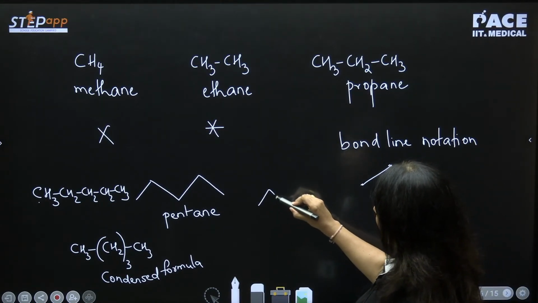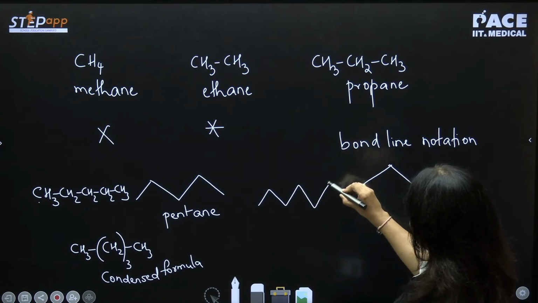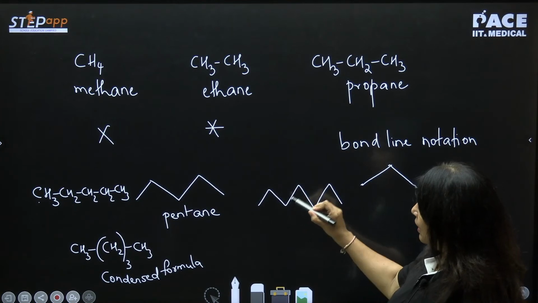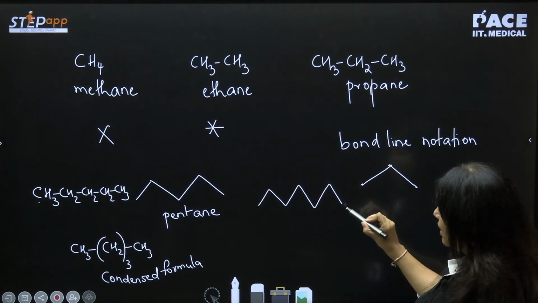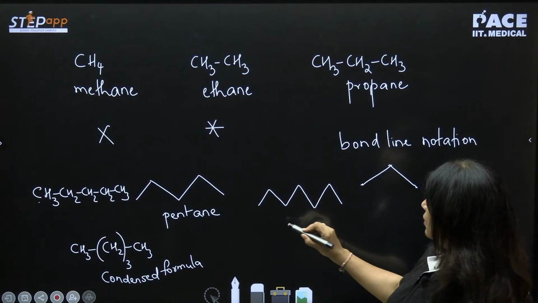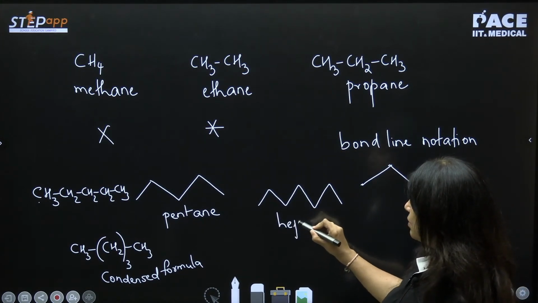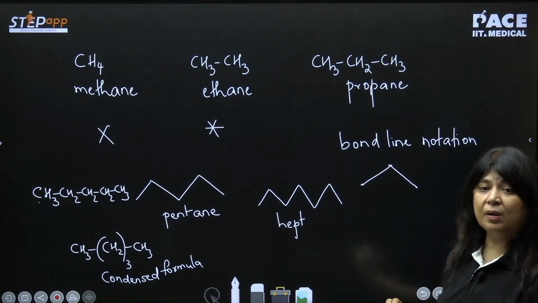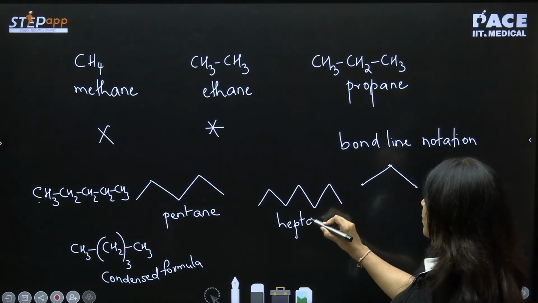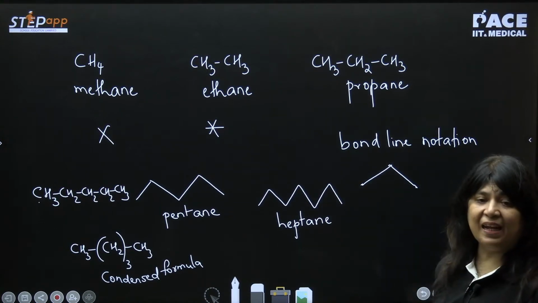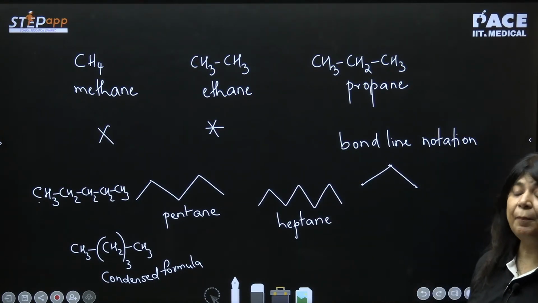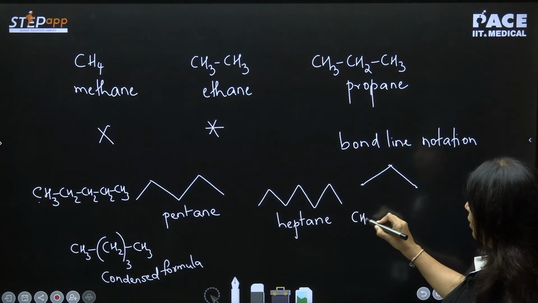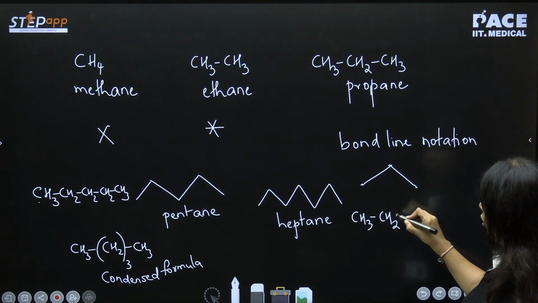Similarly, I can write one, two, three, 4, 5, 6, 7. 7 carbon atoms. So root word is going to be hept. It is saturated, no carbon-carbon double or triple bonds. So the primary suffix to be added here is ane. So this is going to be called heptane. This is the bond line for heptane. I am writing the structural formula of heptane.